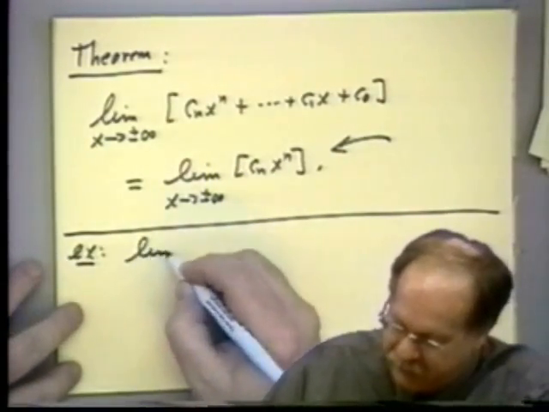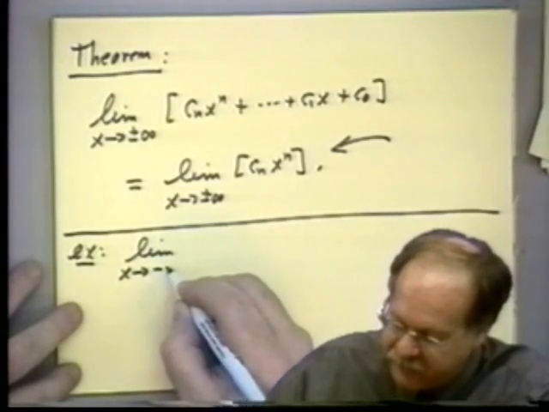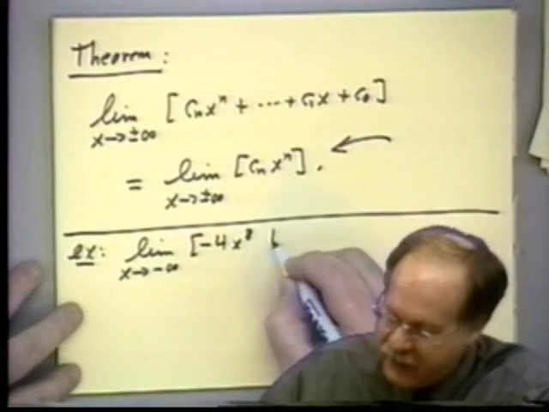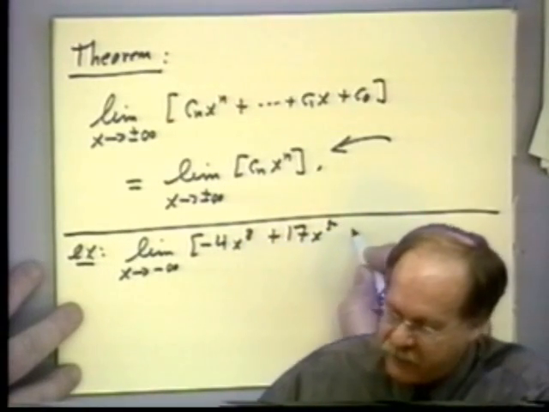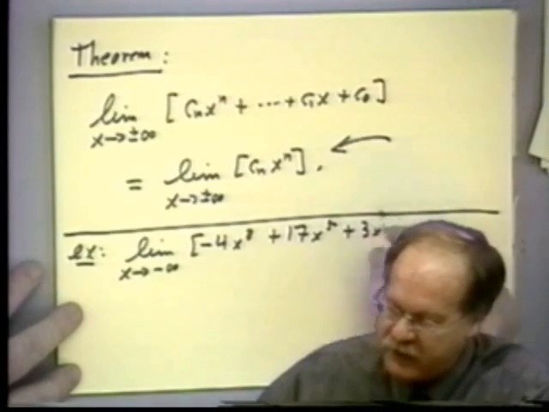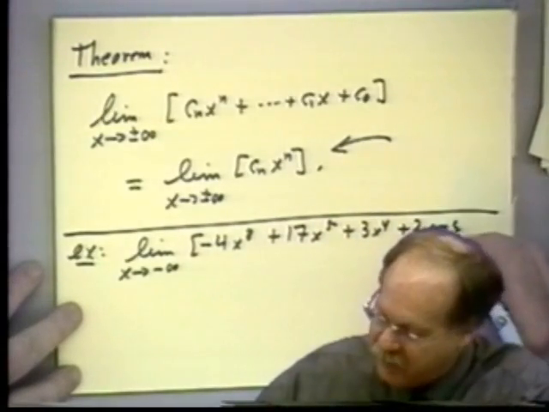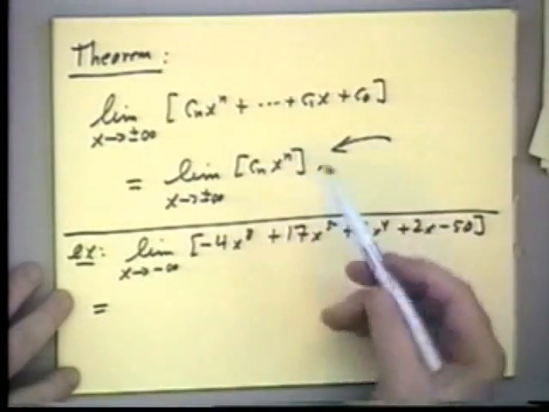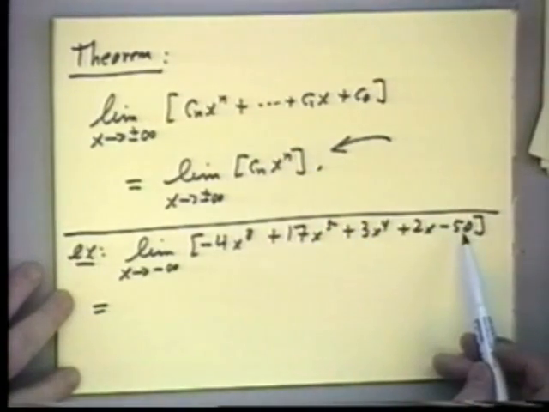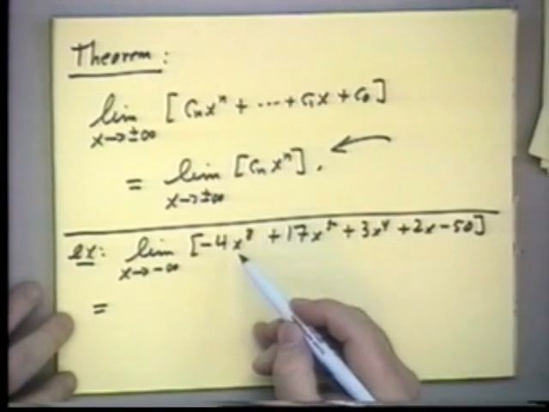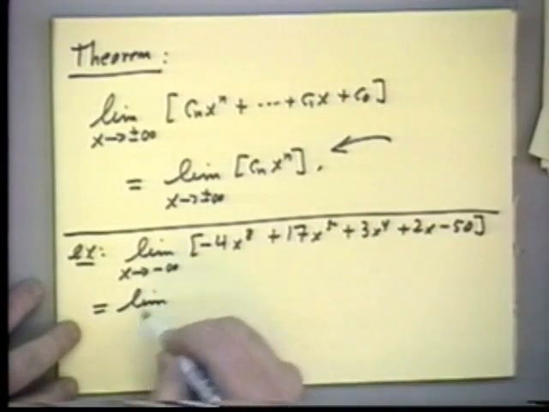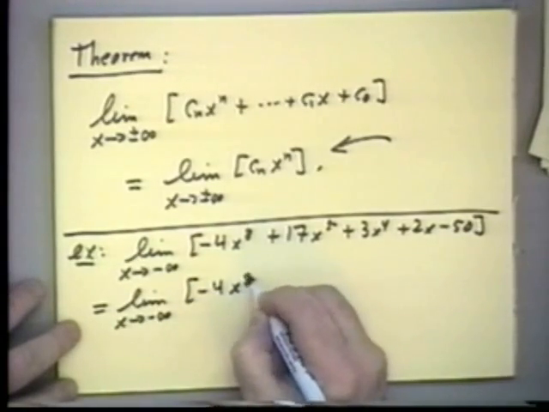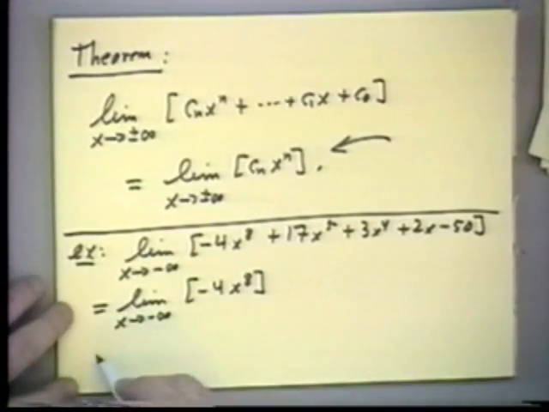Here's an example. If I take the limit, and let's go to minus infinity, say, of this particular polynomial, minus 4x to the 8th plus 17x to the 5th plus 3x to the 4th. You can just make your own up. Plus 2x minus 50. Then I know from this previous theorem that I can ignore all of this stuff to the right and just concentrate on this highest power. So this is the same as the limit as x approaches minus infinity of just minus 4 times x to the 8th.